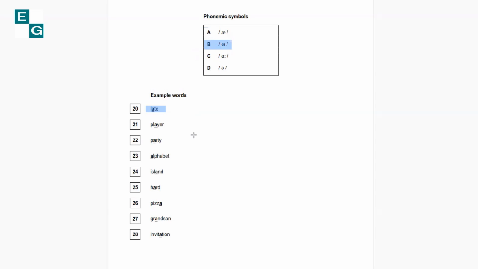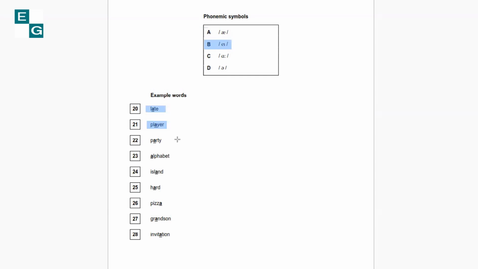Then number 21 is pronounced player. As you probably understand from here, we also make the phoneme A in the word player.